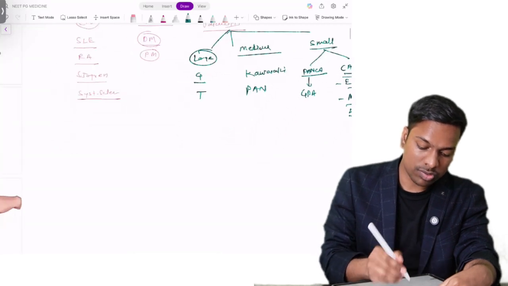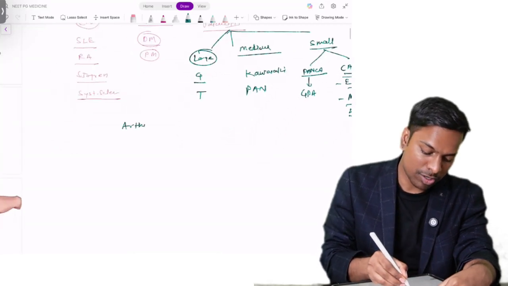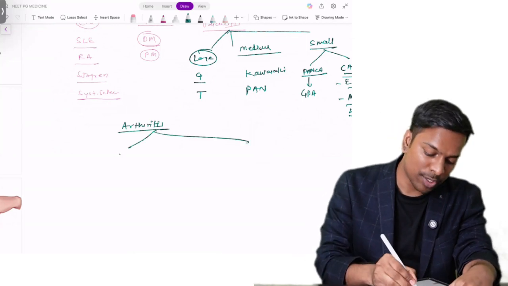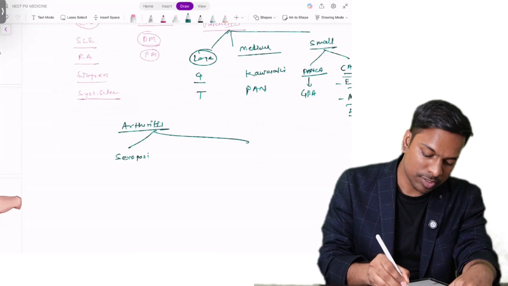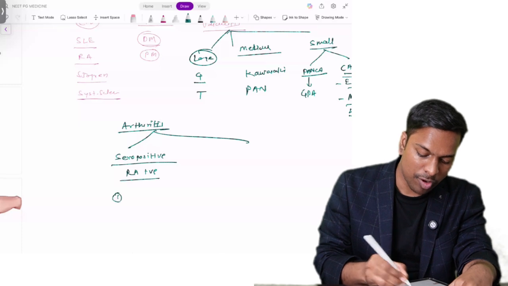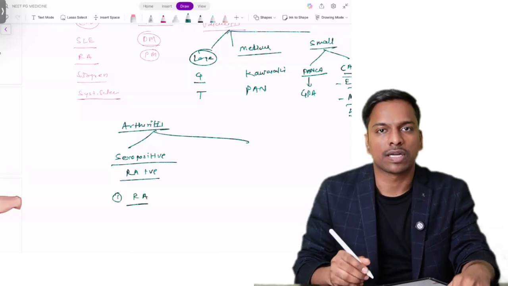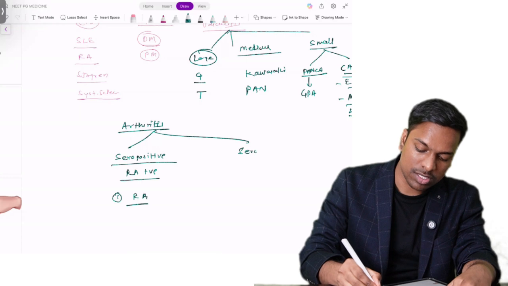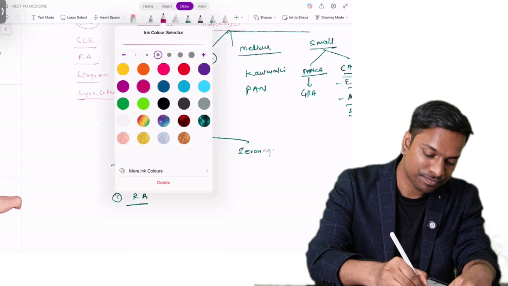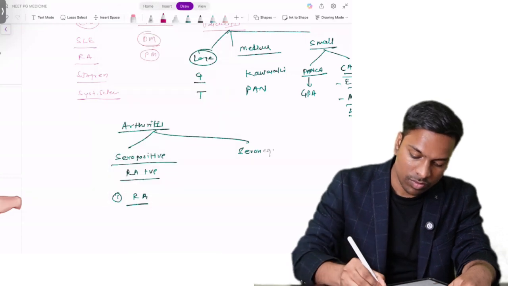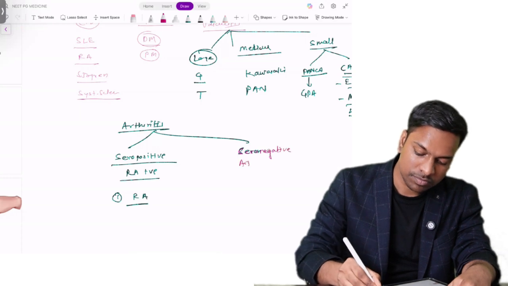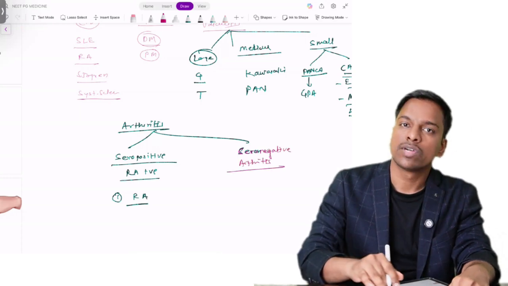So now, when we talk about arthritis per se in rheumatology, it can be of two types. We all know, one will be seropositive. Seropositive in the sense that the RF factor is positive. And one predominant example will be rheumatoid arthritis. And when we talk about seronegative arthritis, I will just change the ink. So when we talk about seronegative arthritis, we have 4 to 5 examples.